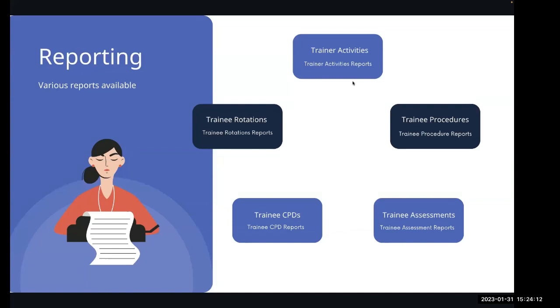Assuming you are supposed to perform, let's say, 10 or 50 rotations or procedures within your period of training, and for the first month you've done 10, the college has access to it and will know that you are on track with your training. If you are lagging behind, the college also has access to that data.